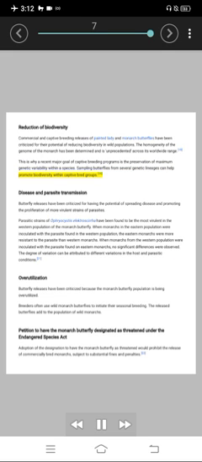Disease and parasite transmission. Butterfly releases have been criticized for having the potential of spreading disease and promoting the proliferation of more virulent strains of parasites. Parasitic strains of Ophryocystis elektroscirrha have been found to be the most virulent in the western population of the monarch butterfly. When monarchs in the eastern population were inoculated with the parasite found in the western population, the eastern monarchs were more resistant to the parasite than western monarchs.